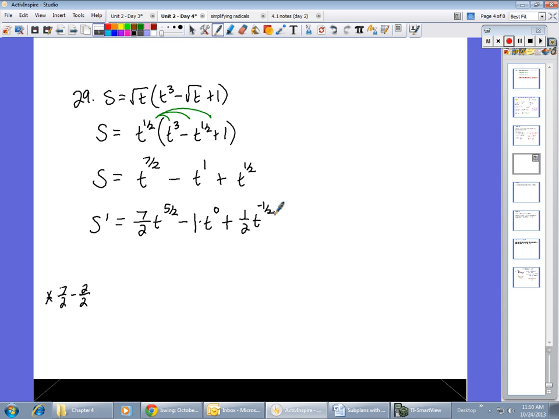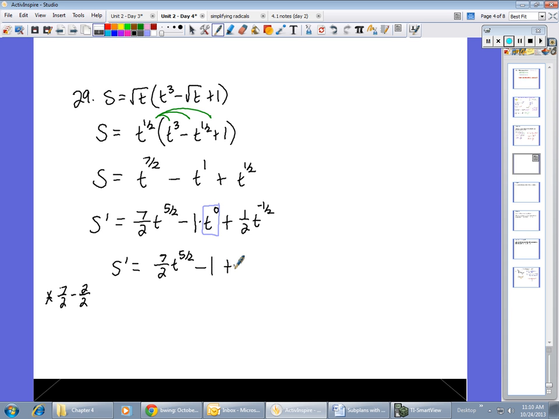Again, since you have that negative 1/2, I'm going to go ahead and write my final answer as 7/2 t to the 5/2. The exponent of 5/2 you could write as the square root of t to the 5th, or you can just leave it. I'm okay either way. The next part, t to the 0, is nothing. It's equal to 1, right? So negative 1 times 1 would just give you a negative 1 or minus 1.